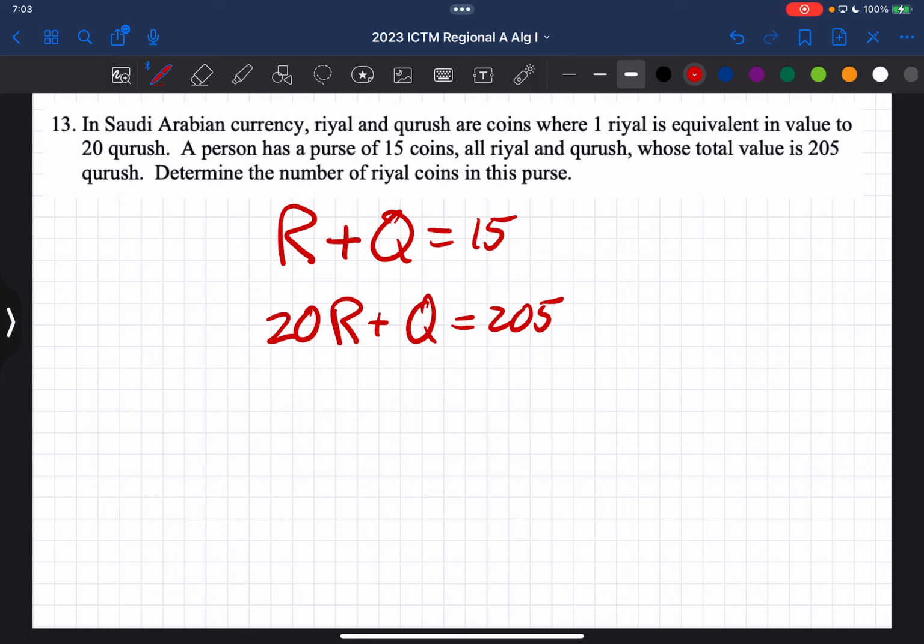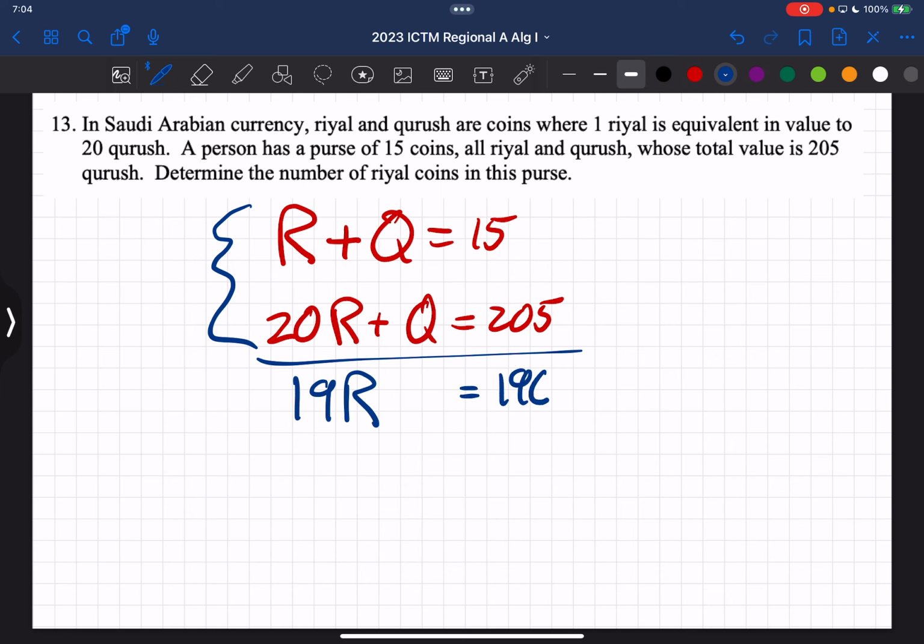So what we want is the number of rial coins in this purse. So what we have is a system of equations, and the easy way to do this one is to subtract. We take 20r minus r, and that equals 19r. We take 205 minus 15, we get 190. Now if I take q minus q, we're left with nothing. So now we're left with 10 as the number of rial coins.